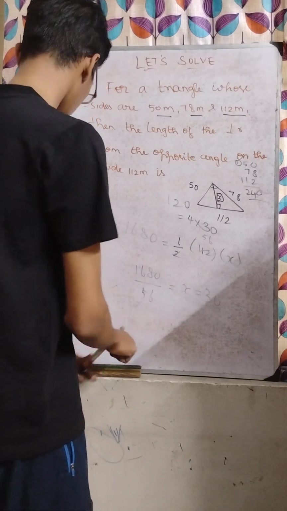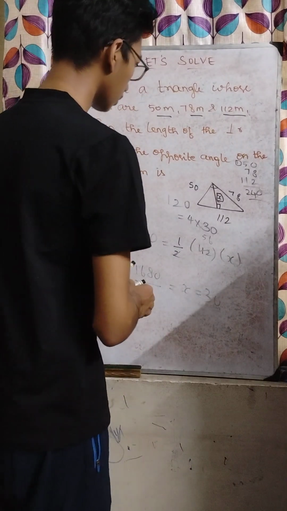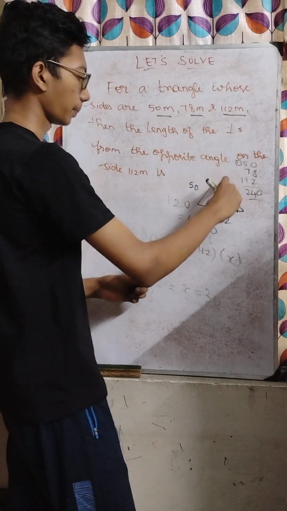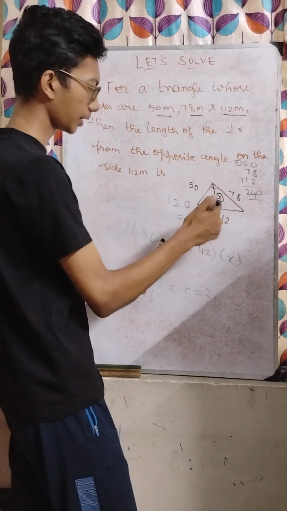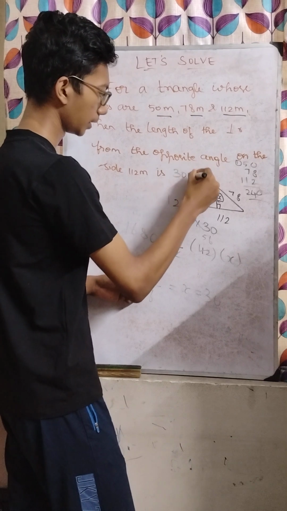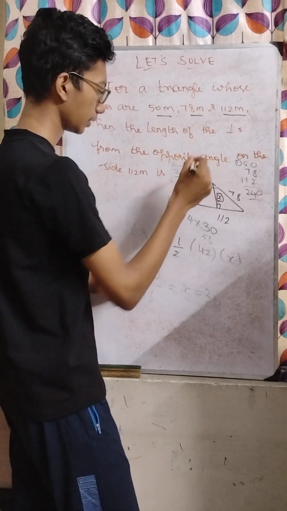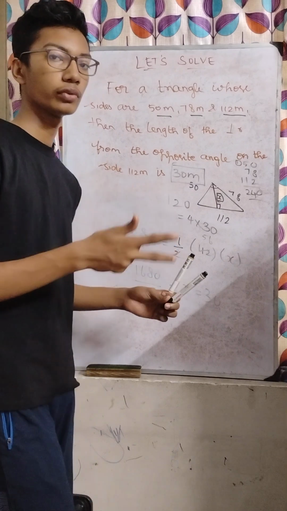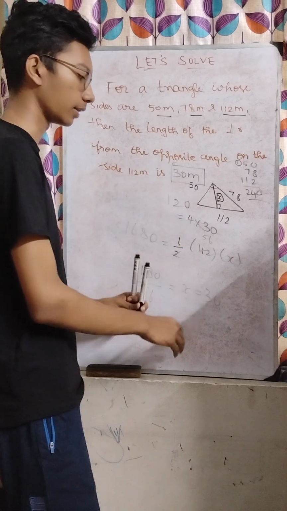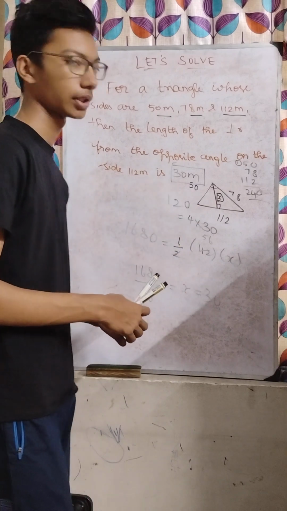So the final answer we have is, the length of the perpendicular from the opposite angle on the side 112 meter is 30 meter. And that is the final answer of this question. What we have used is two ways to find the area of the same triangle. So that's what makes this question interesting.